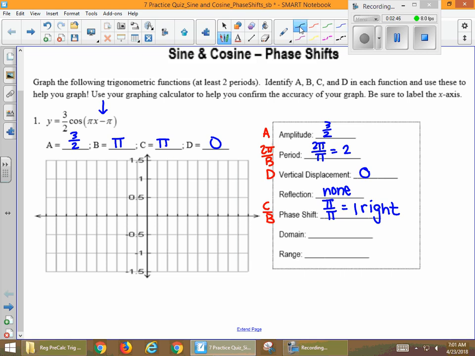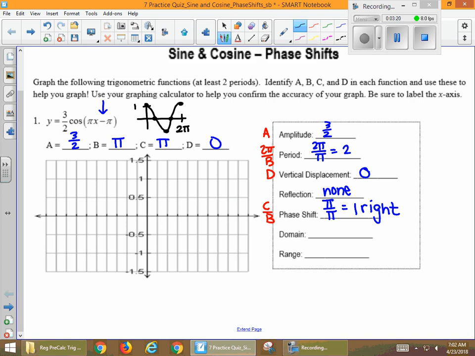Now we have to figure out how to actually make the graph happen. So here's what I know about cosine. My cosine parent function has an amplitude of 1 and a period of 2 pi. And then it breaks in half and then halves again. So I have maxes. Remember, cosine is a function that starts at 0, 1, a min in between, and then it crosses the x-axis in between those two. So that's what the parent function looks like.